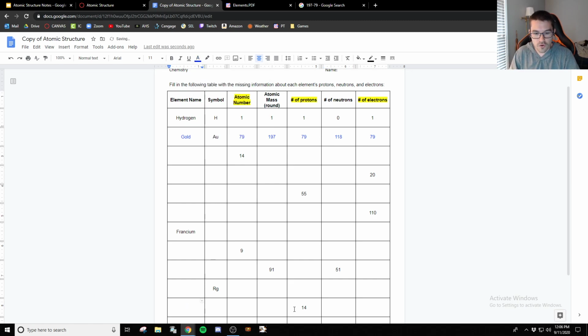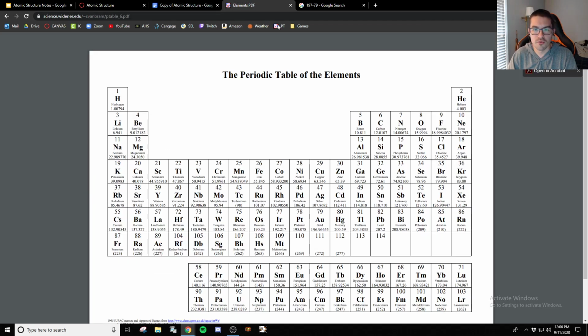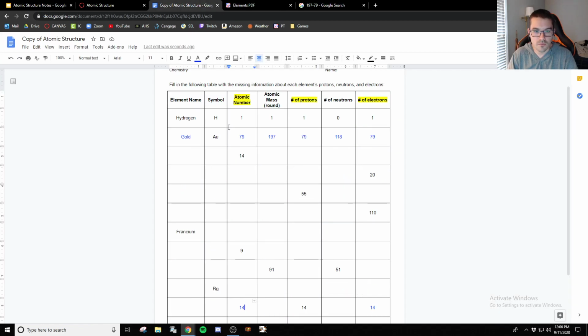If I know the number of protons is 14, remember that the number of protons is equal to the atomic number and the number of electrons, right? So I can fill this in, 14 and 14. And if I know the atomic number is 14, then I should be able to look on the periodic table and find it. Here it is. Number 14, silicon with the element symbol Si. Let me fill that in.